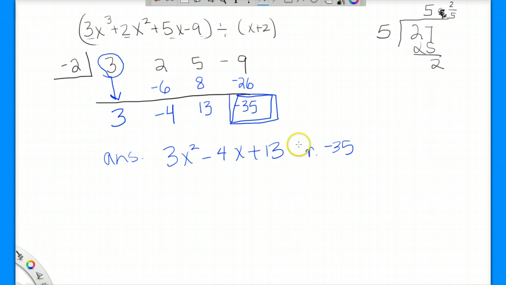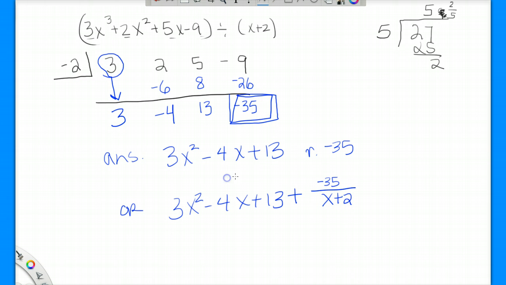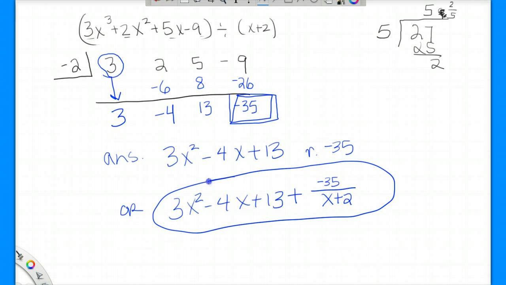How would I leave that as a fractional remainder, kind of like we did with the 2/5? So it's going to be 3x to the second minus 4x plus 13. And then -35, your remainder, over what you were dividing by. Remember, we were dividing by x plus 2. And then one other little thing, this is a separate term, so we need to put some sort of symbol in here. So that is your final answer.